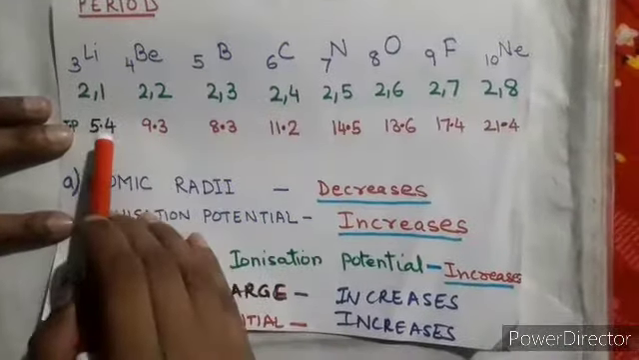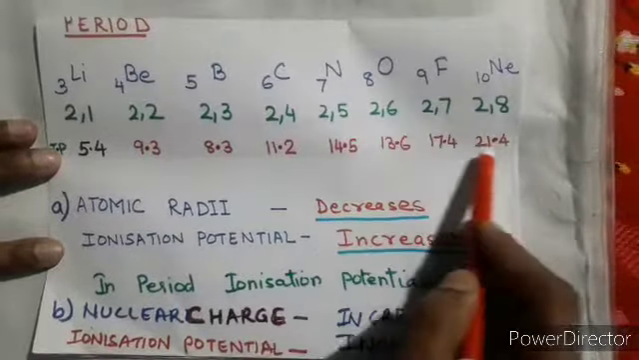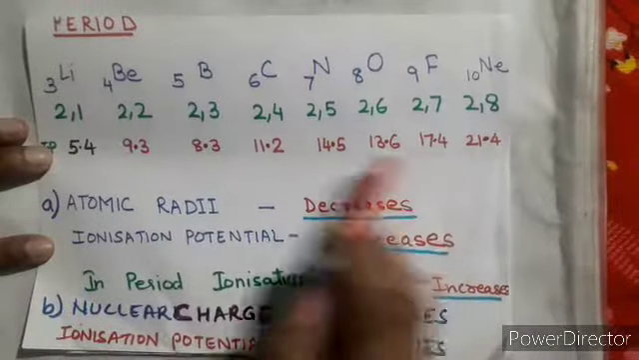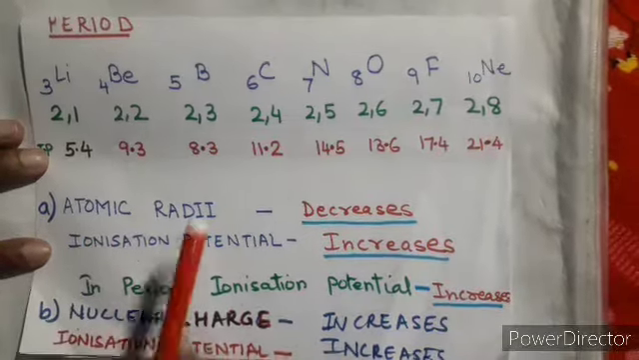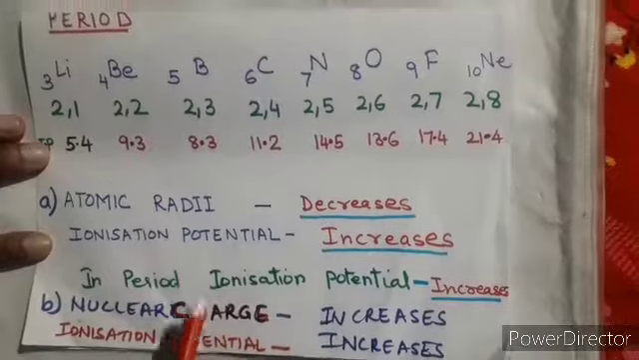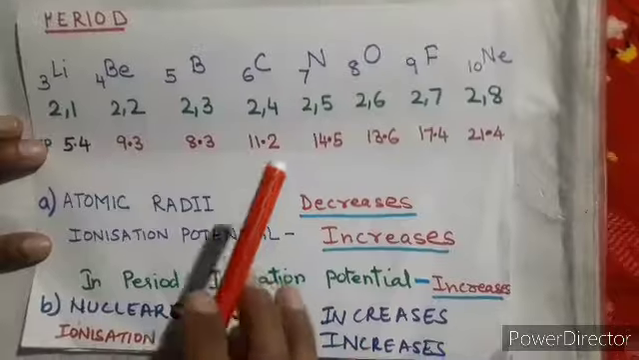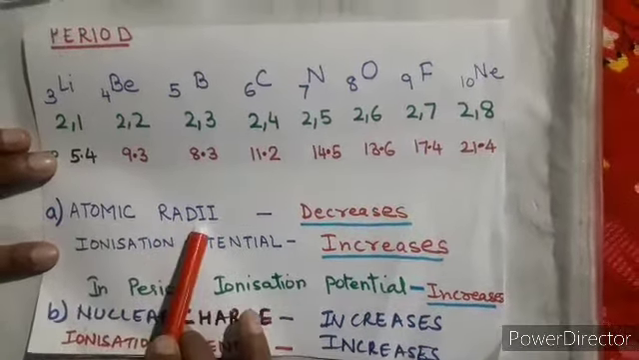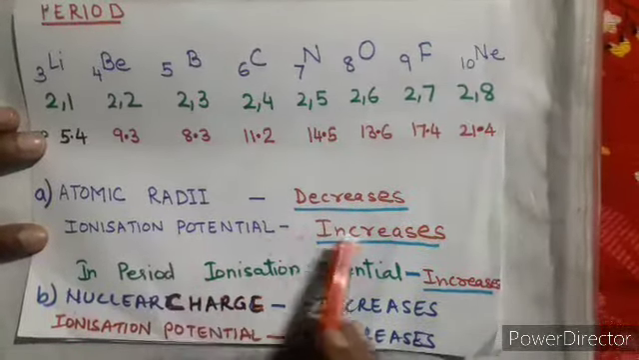So as we move across the period from left to right, we see that ionization potential is increasing, right? So every time it has increased. Now why is this happening, why is it increasing? We have already discussed the two factors, that is atomic radius or atomic size, and the nuclear charge. We'll discuss them one by one, and we'll see how these factors help to explain this. So with atomic radii, you know that as atomic radius decreases, the ionization potential increases.